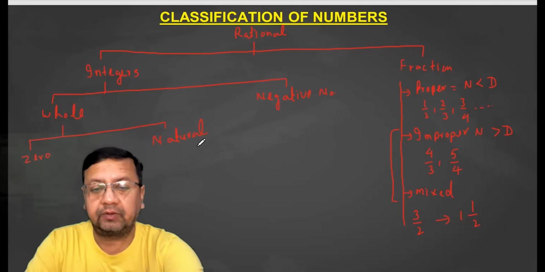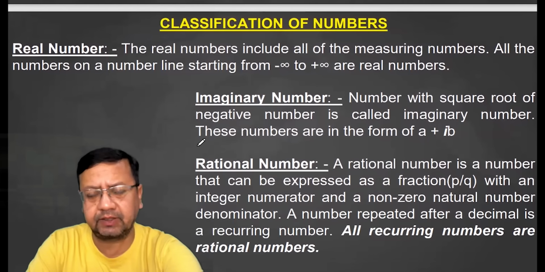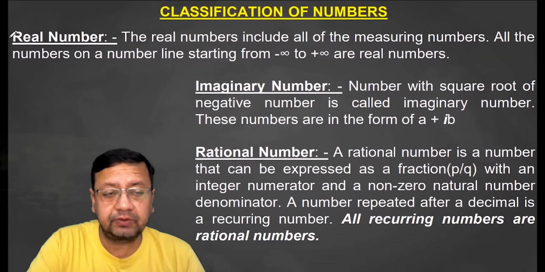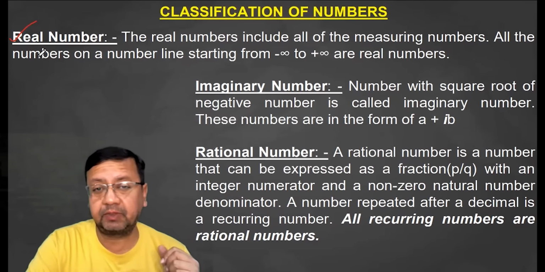Okay. Now moving further, so just recapping and revising all the definitions here. So first is what? The real numbers. So how have we defined them? Real numbers can be represented over the number line, right?